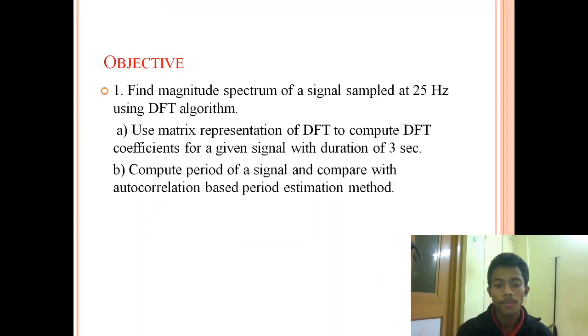Let's proceed. The main objective of our experiment is to find the magnitude spectrum of a signal sampled at 25 Hz using DFT algorithms. In this we will use the matrix representation of DFT to compute DFT coefficients for a given signal with a duration of 3 seconds, and compute the period of the signal and compare it with autocorrelation based period estimation. We will do these two experiments: we will find the period by using the DFT algorithm and by using the autocorrelation algorithm.